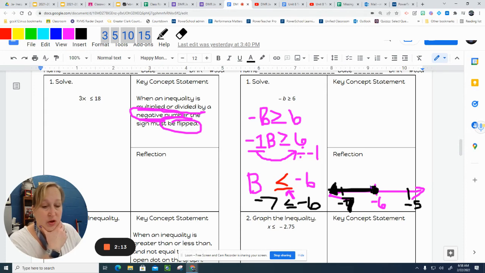So make sure that you have all of those things copied. Push pause if you need to. But this is what I'm looking for on your paper. You need to remember that if there's not a number there, there is, because we have to have 1b.